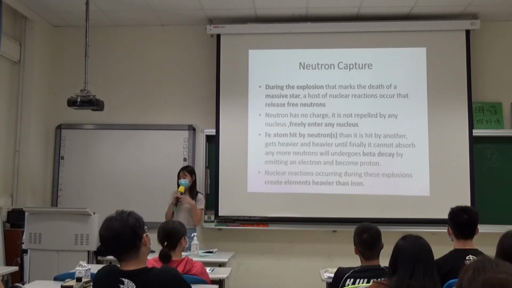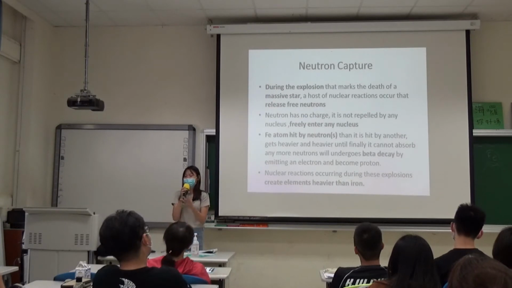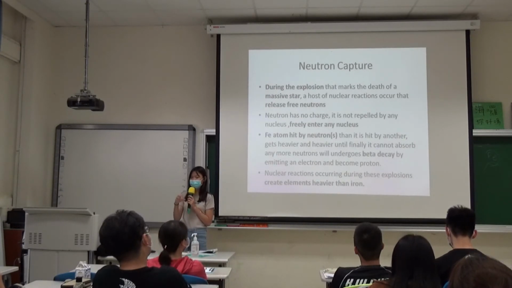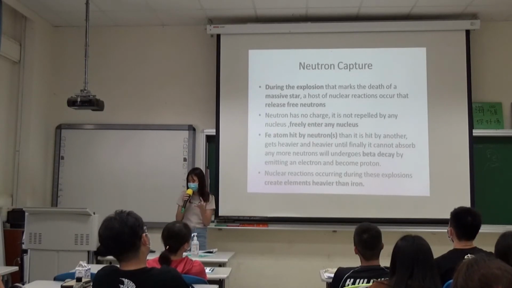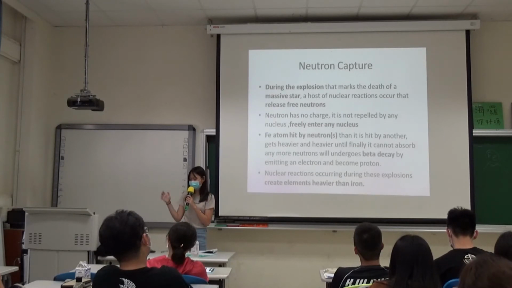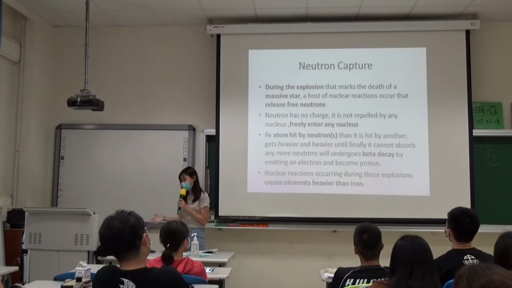The neutron has no charge, so it can freely enter the nucleus, because there will be no repulsion. Then the iron atom at the last step of the core of the star will be hit by neutrons, hit by neutrons at fast speed, in the explosion with high heat and all.